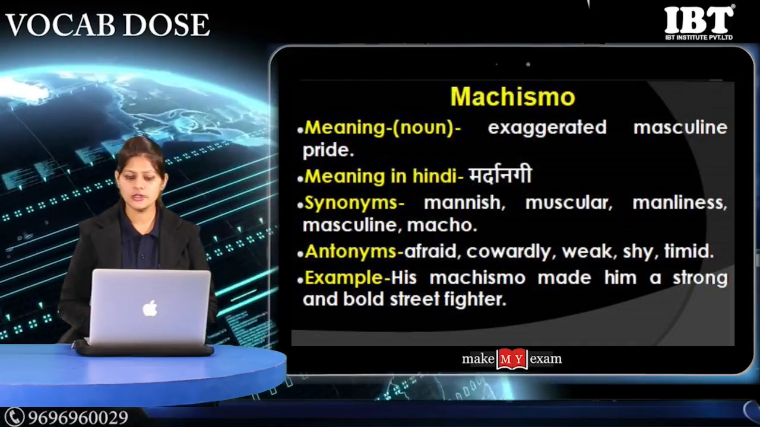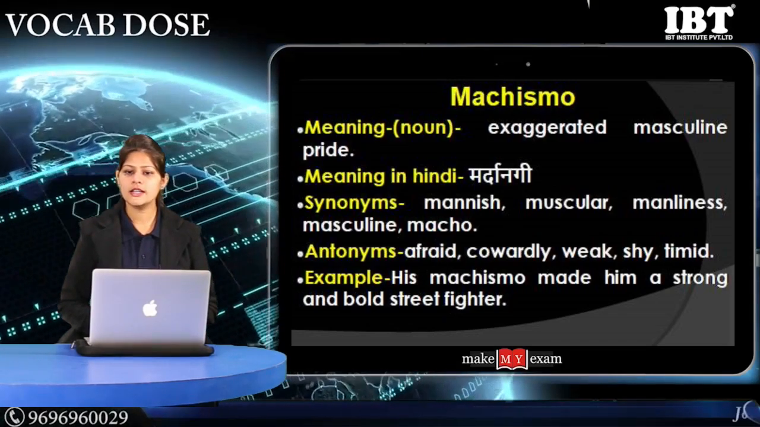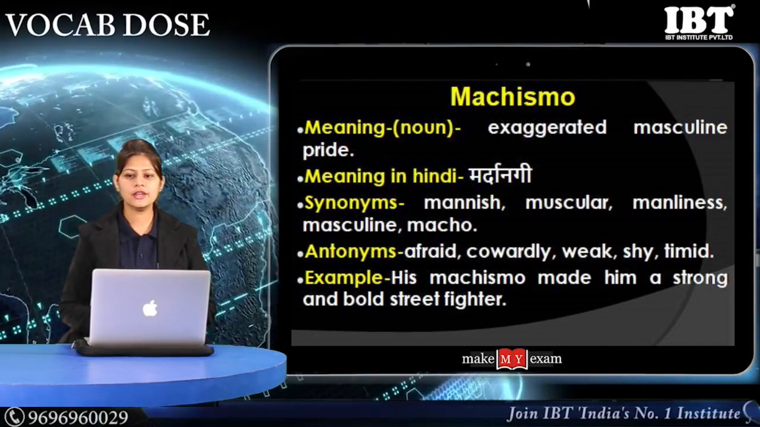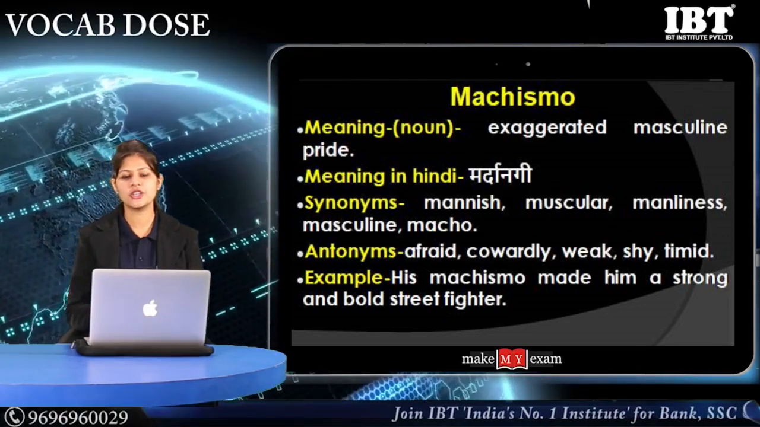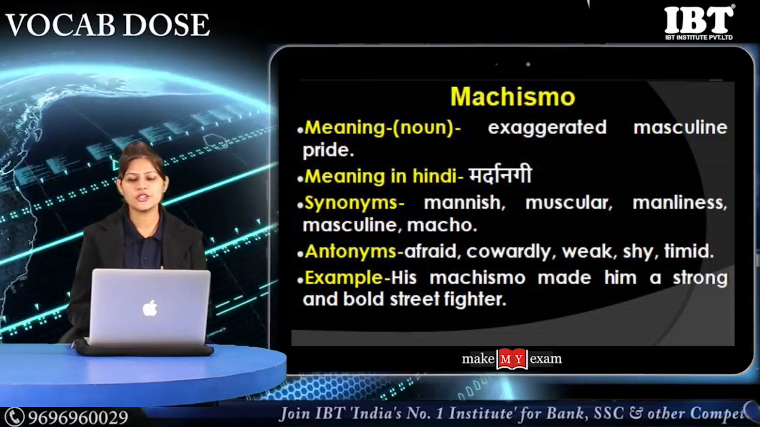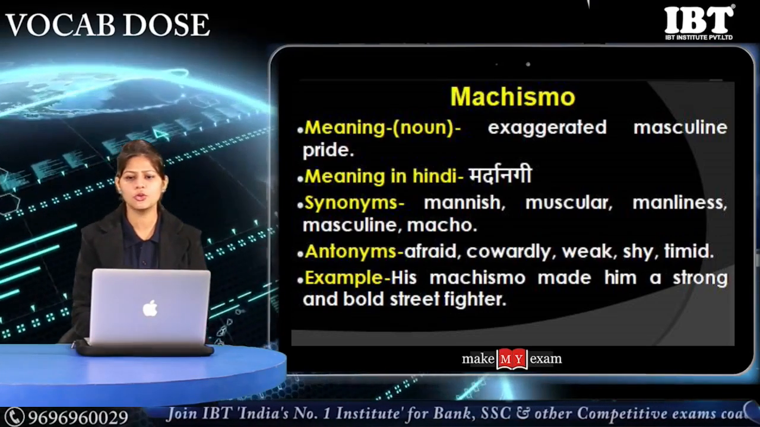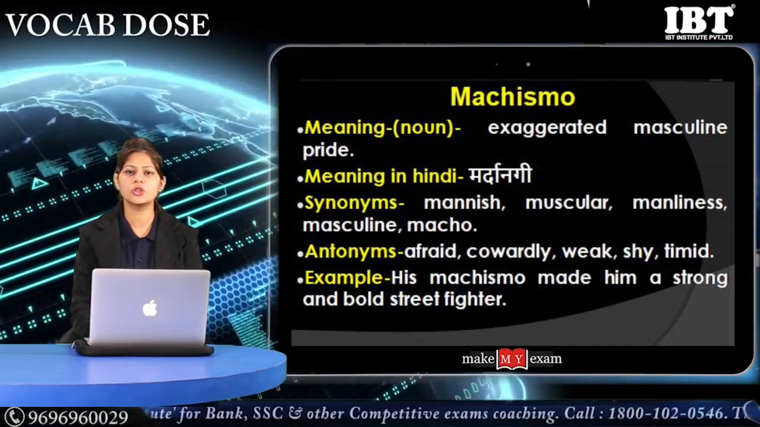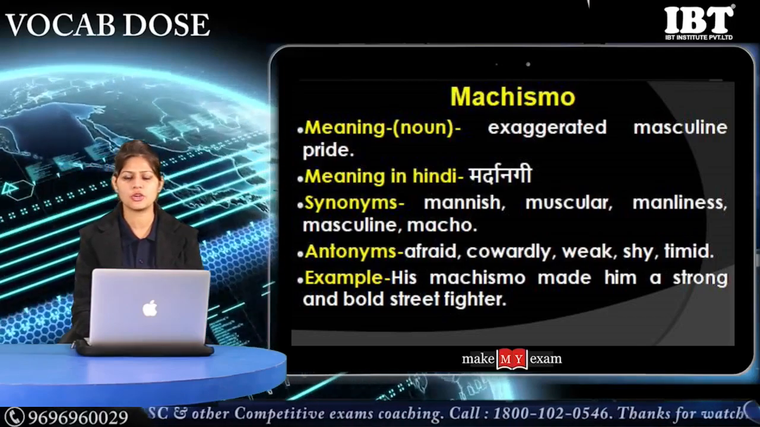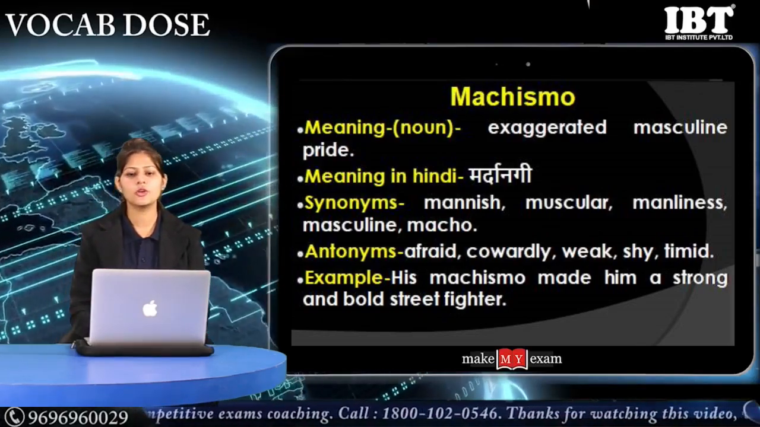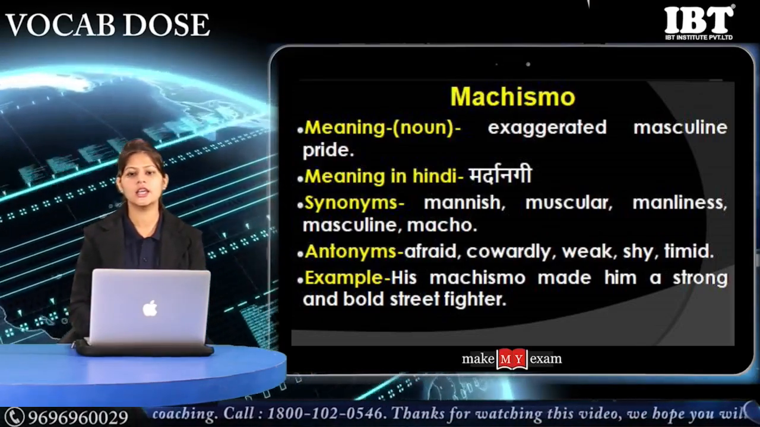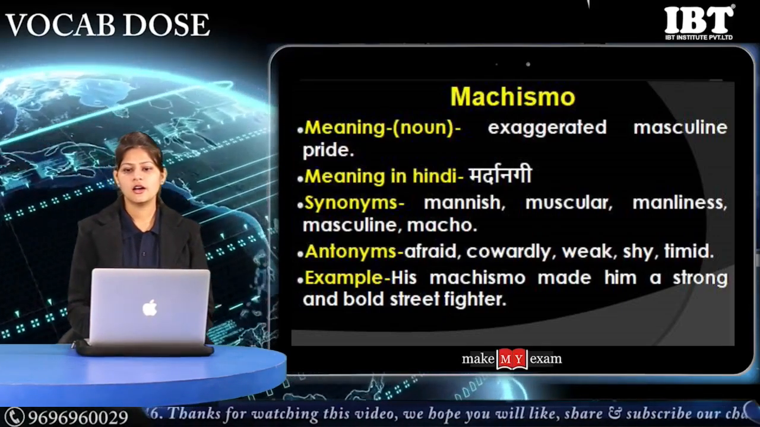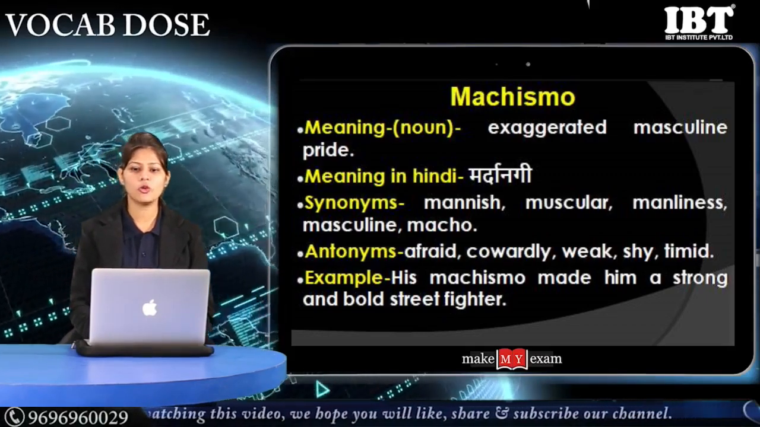Let's talk about the antonyms. It is about afraid, cowardly, weak, shy, timid. तो जहाँ पे चीज़ें एक अफ्रेडिंग सिचुएशन में रहती हैं, कॉवर्डली हम लोग उसको इतना बोल्डनेस के साथ नहीं फेस अप कर पाते हैं, वीक होती हैं, शाय नेचर के होते हैं कुछ चीज़ें, तो वहाँ पे हम लोग इसके एंटोनिम्स को एसोसिएट करेंगे. लेट्स चेक आउट द एग्जाम्पल. It is his machismo made him a strong and bold street fighter.